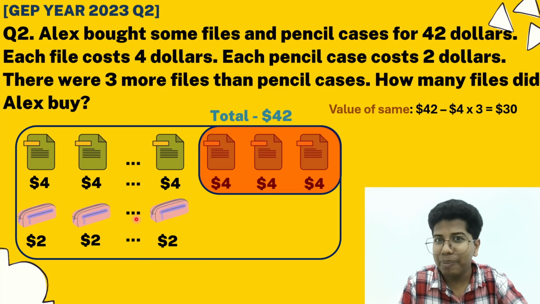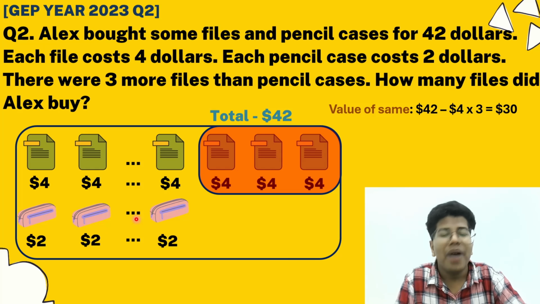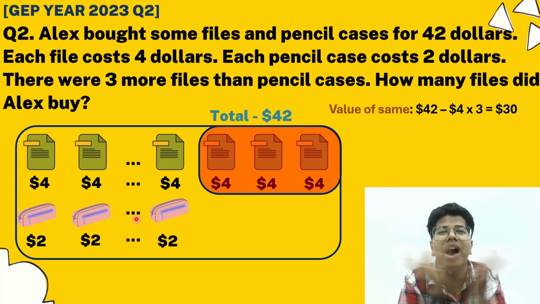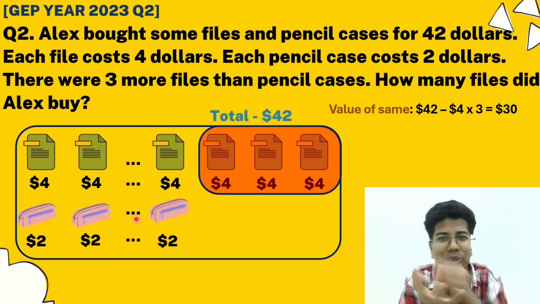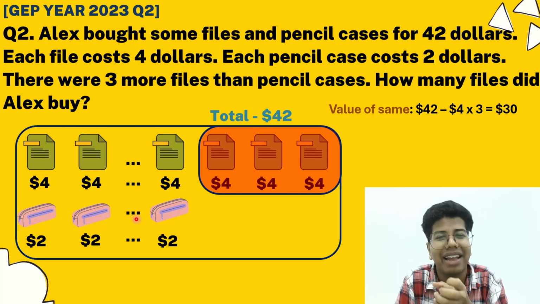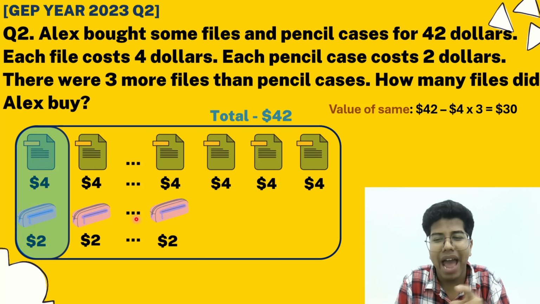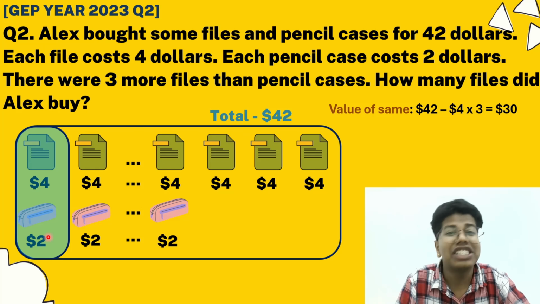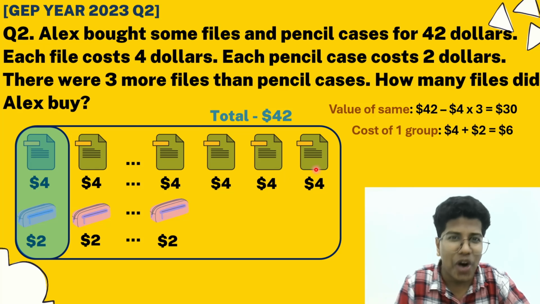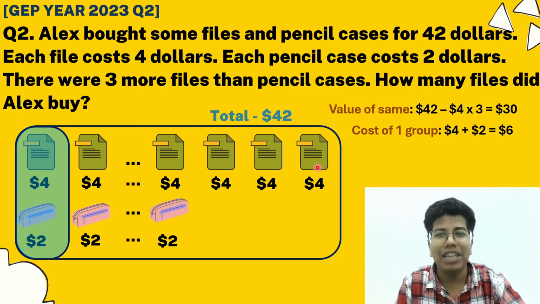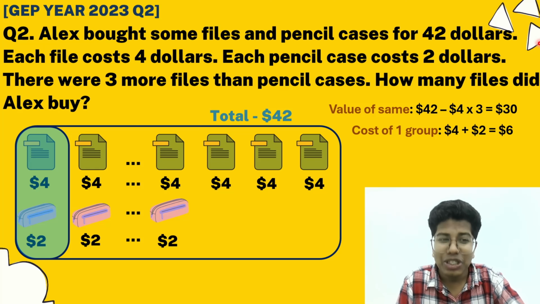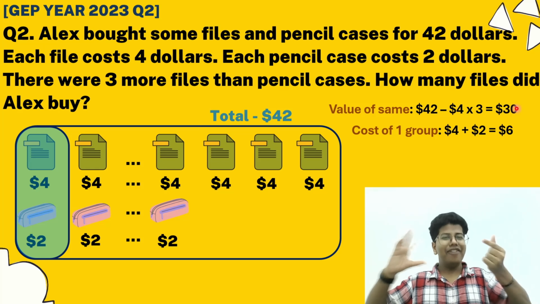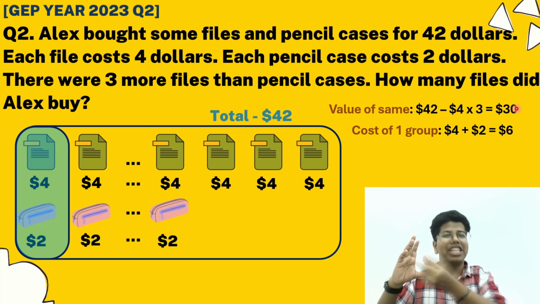Now it is the same. Now what can we do? We can put the files and the pencils together in one bag. And now it's a group. So what is the price of one bag? We can find out that for one bag, the price is nothing but 4 plus 2, which is just $6. So we can find out the cost of one group: 4 plus $2, which is nothing but $6. So we know now the total cost is $30. And for each group, it's just $6.